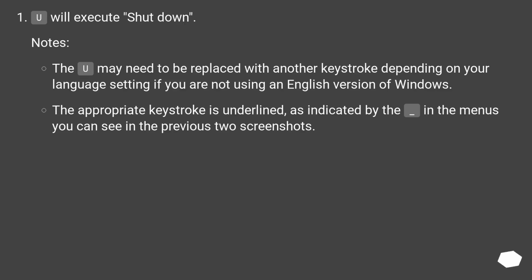The appropriate keystroke is underlined, as indicated by the underscore in the menus you can see in the previous 2 screenshots. Source: 7 ways to shut down or restart a Windows 10 PC or device.